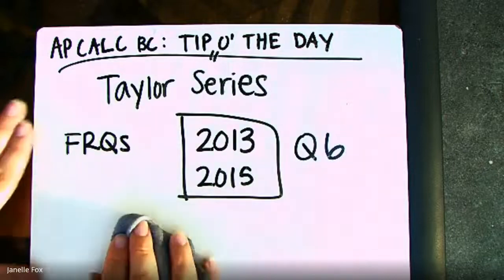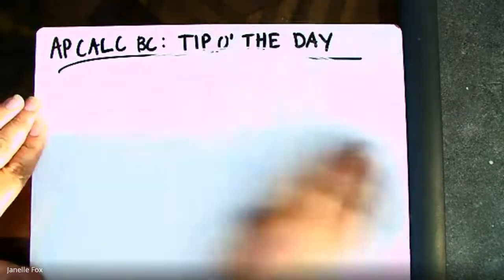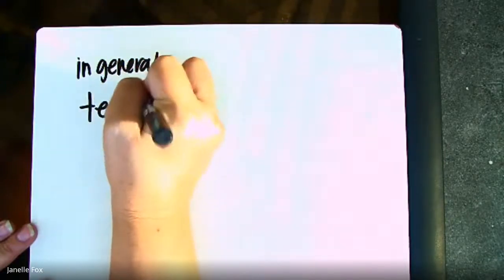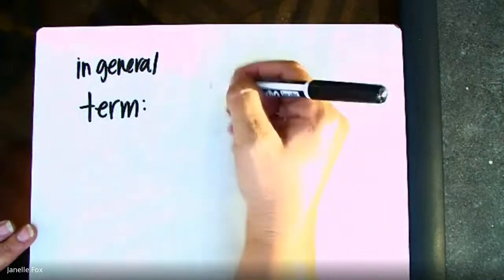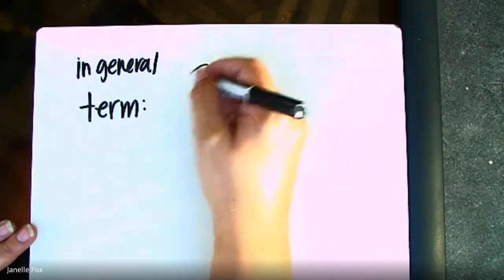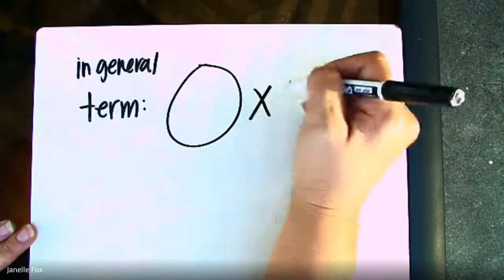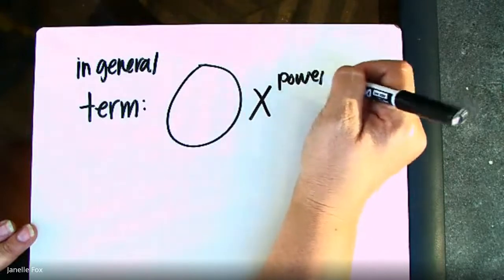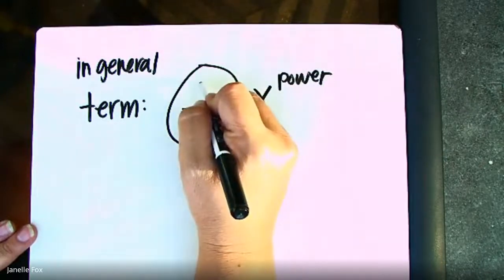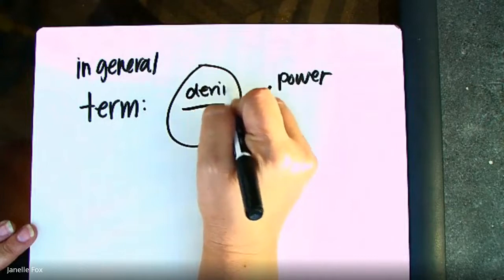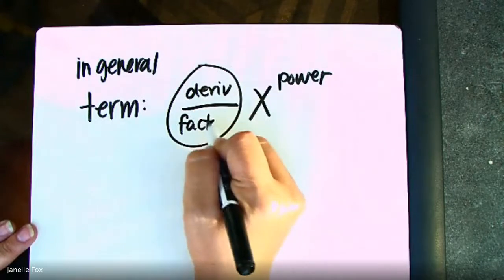Oh, no, first of all, I want to just talk about Taylor series in general. In general, when you talk about a Taylor series, what we really want to talk about is the terms of a Taylor series. So what does a term of a Taylor series look like? There is some sort of a coefficient, and then there's going to be x to a certain power. This coefficient is always a derivative over a factorial.